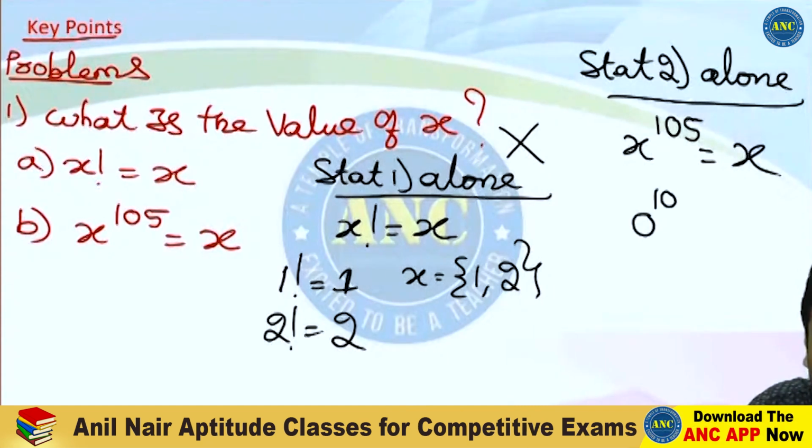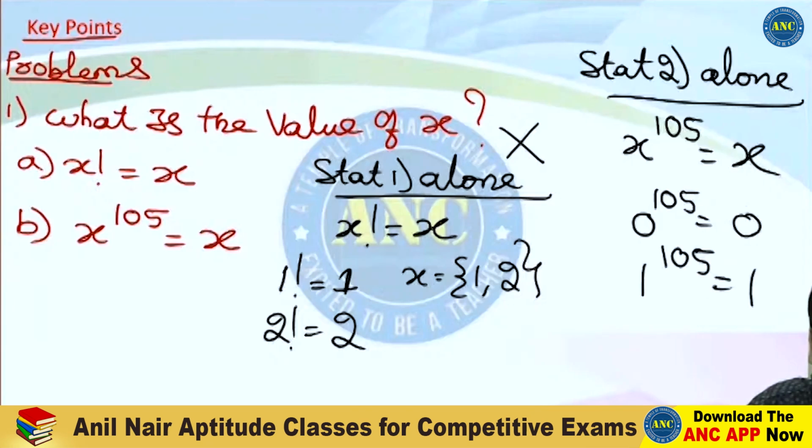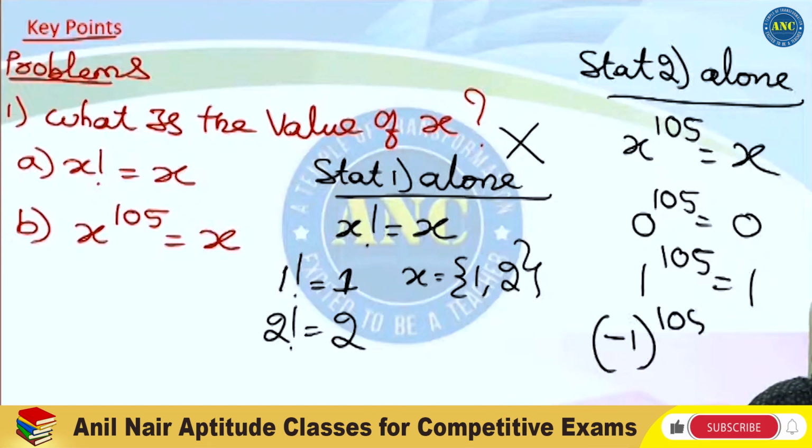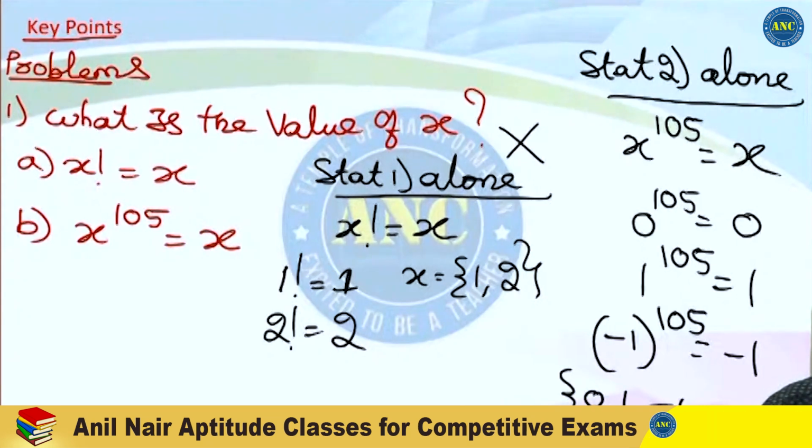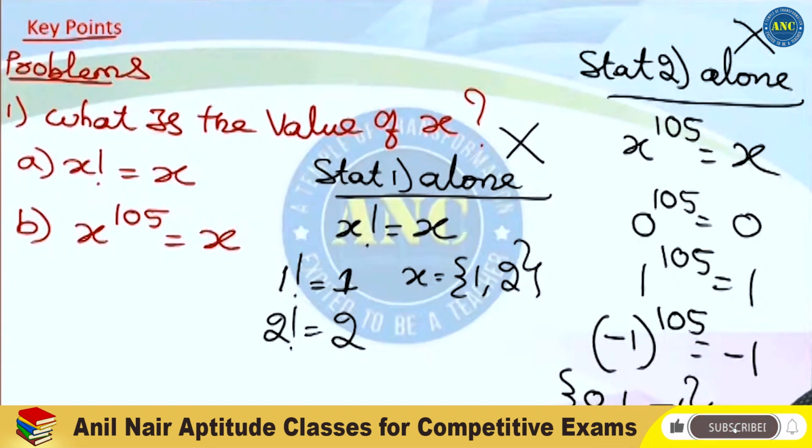0 power 105 is 0. 1 power 105 is 1. Minus 1 power 105 is minus 1. There could be some more values, but anything greater than one answer is enough for me. So the answers are 0, 1, minus 1. Three values are visible to me. Statement 2 is also giving more than one answer.